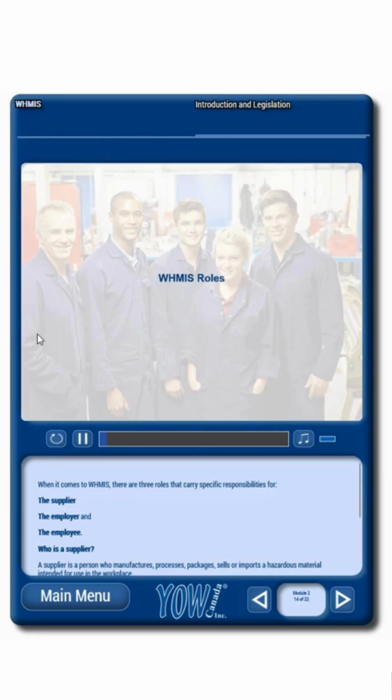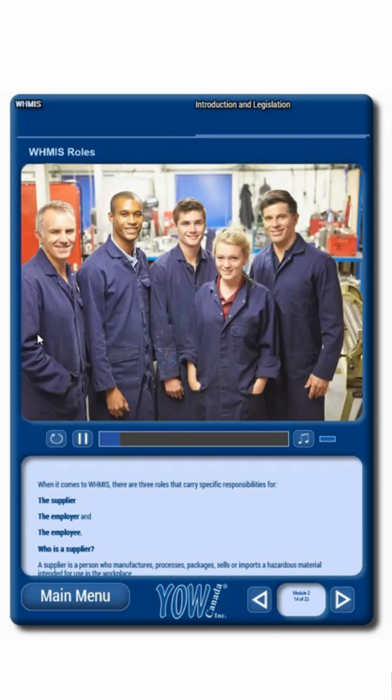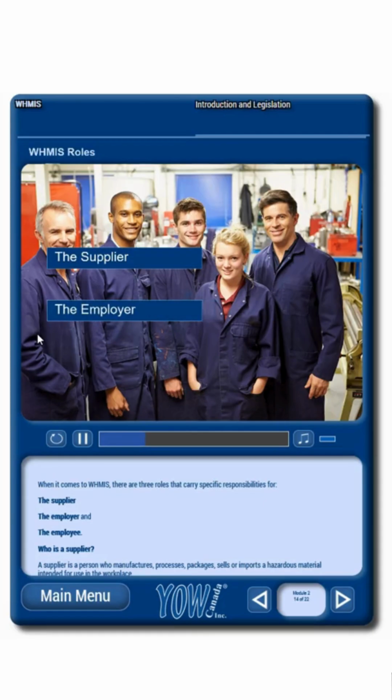WHMIS roles. When it comes to WHMIS, there are 3 roles that carry specific responsibilities for the supplier, the employer, and the employee. Who is a supplier? A supplier is a person who manufactures, processes, packages, sells, or imports a hazardous material intended for use in the workplace. Who is an employer? An employer is a person who is in charge of a worksite where hazardous products are used. Who is an employee? An employee is a person who performs work for an employer using the hazardous materials.